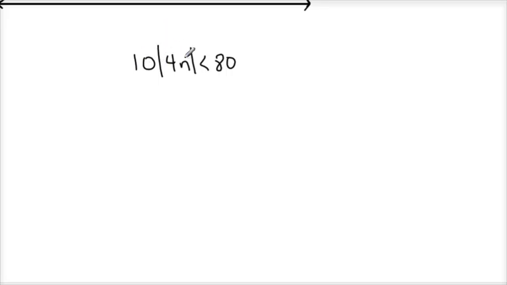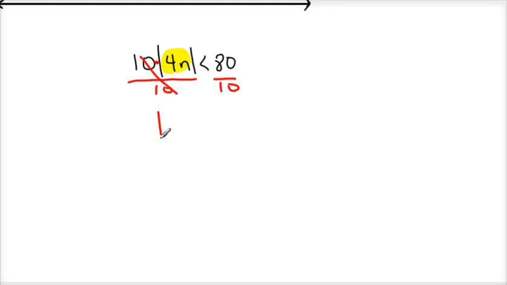10 times the absolute value of 4n is less than 80. Okay, so if you notice here, the 10 is outside the absolute value sign, so being that it's attached to this implies multiplication. So let's clear out everything before the absolute value. So we want to isolate the absolute value, to get this absolute value here all by itself. Okay. All right. So let's divide both sides by 10 here.